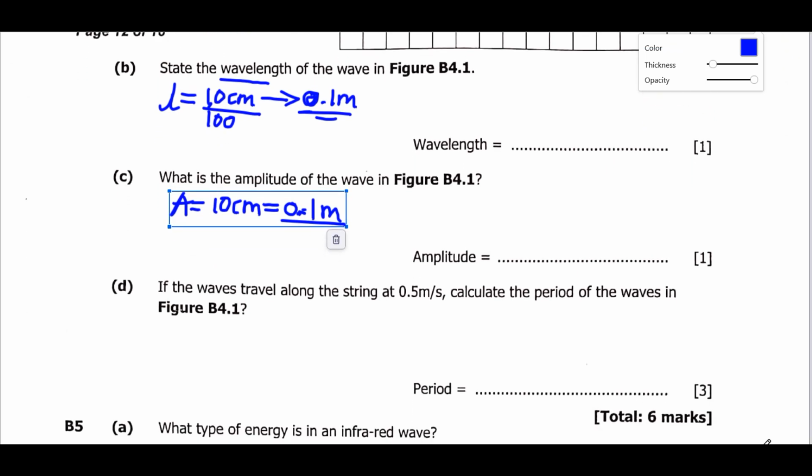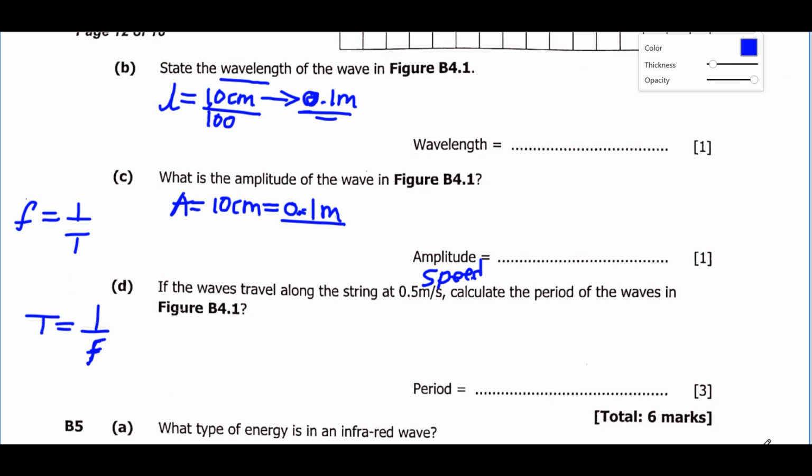We can now move on to question D. If the waves travel along the string at 0.5 meters per second, so this is the speed, calculate the period of the waves in figure B4.1. So period is equal to 1 over f. Period is the reciprocal of frequency. Remember, frequency is 1 over T. Therefore, period is 1 over f. So if we can find frequency, we can find the period. So let's find frequency. Remember this formula.